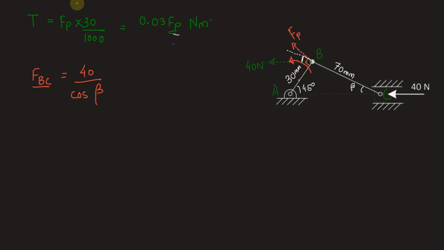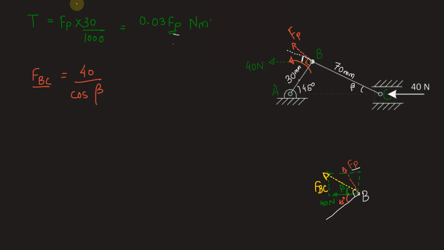We can draw it at point B. So we have at point B the forces are this force Fp, which is perpendicular to this crank. Then we have FBC, which is along BC, and this 40 Newton force is horizontal like this. So FBC, if we complete this vector diagram here, FBC can be written as 40 upon cos beta, because this angle is beta. This angle is 45 degree.